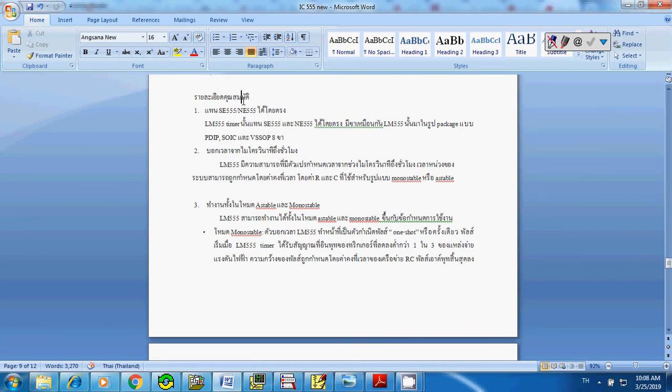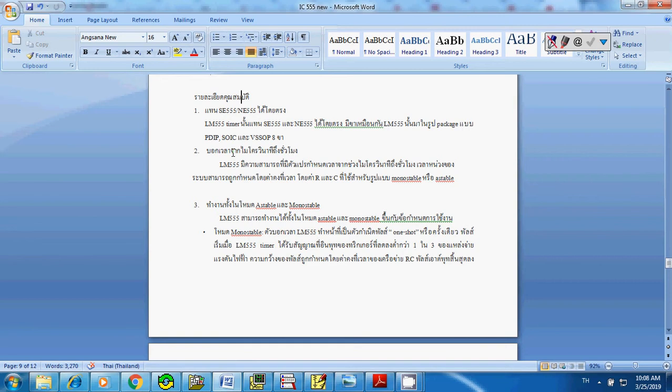Configurations. Okay, as mentioned earlier, you can directly replace the SE555 and NE555. This LM555 timer can replace the SE555 and NE555 directly because they have exactly the same pin layout. And the LM555 is in PDIP or dual in-line package, SOP small outline IC, or VSSOP small outline package with 8 pins.